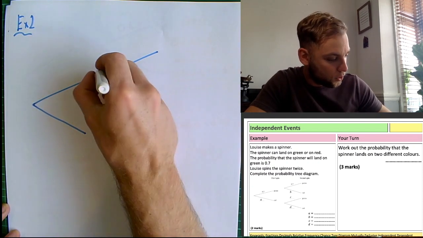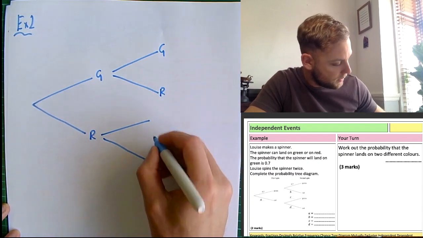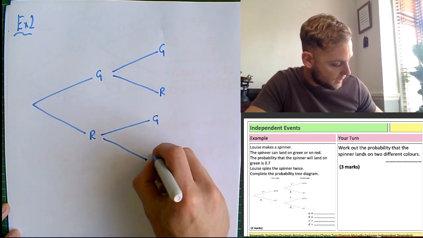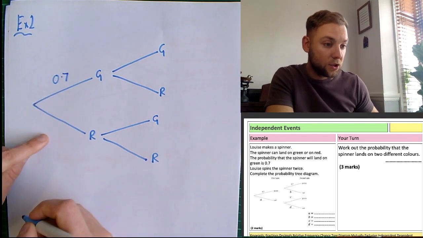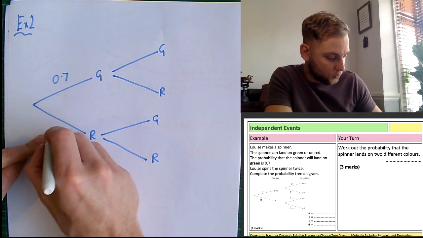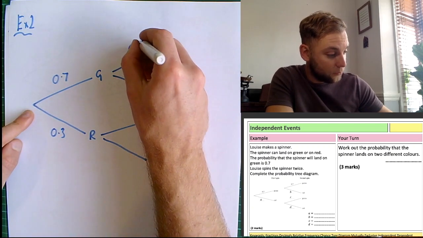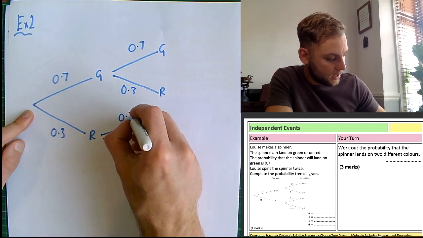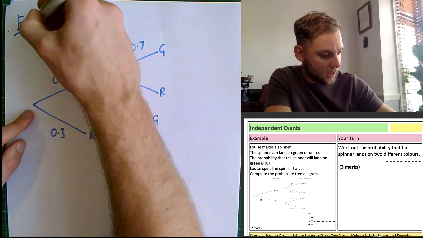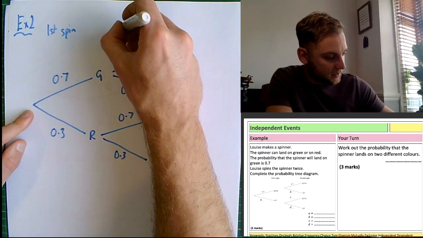Okay, and we've got green and red, green, red, green, red. And it says the probability of landing on green is equal to 0.7. So the probability of landing on red is equal to 0.3. The probability of landing on green is still 0.7, so the probability of landing on red is 0.3. So there we've got our probability tree, and this is the first spin, and this is the second spin.